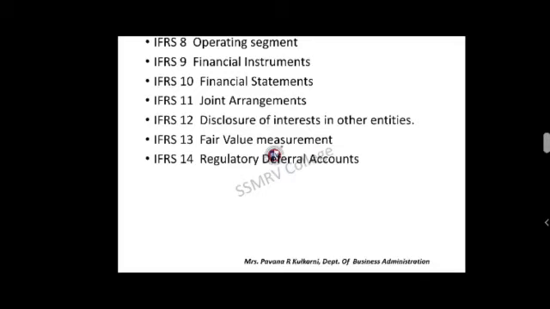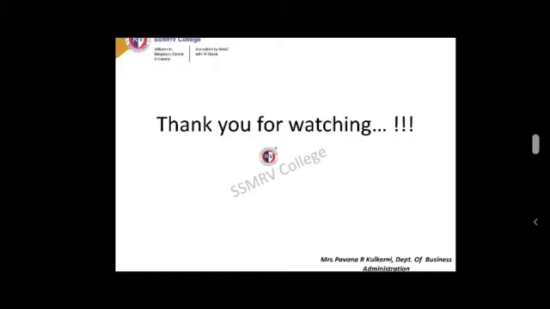These are the 14 IFRS standards which are very important. Please go through these IFRS standards. It will be asked for section C in your exams. So this is about the IFRS unit. It is entirely a theory unit.